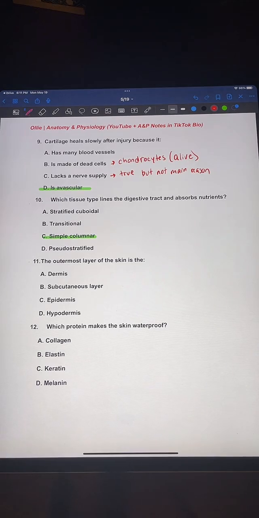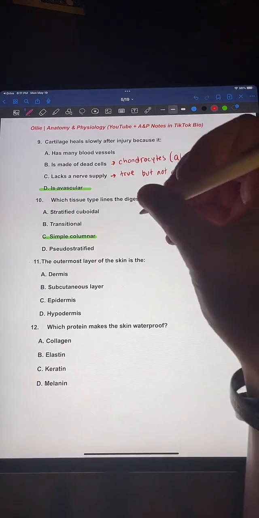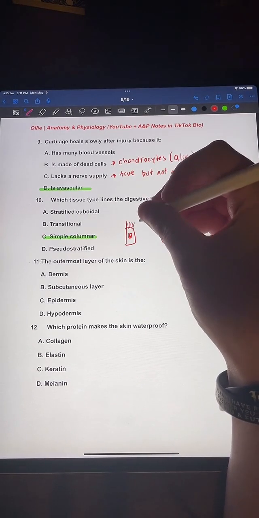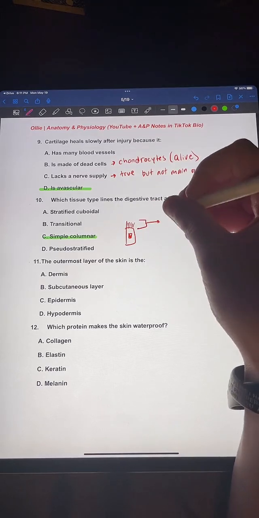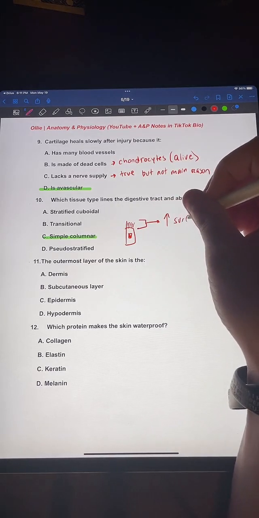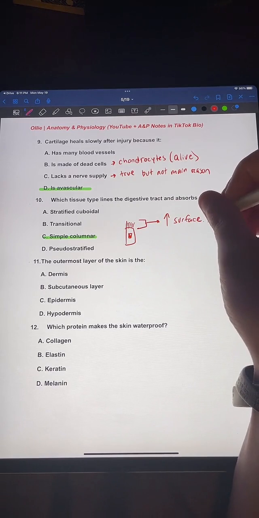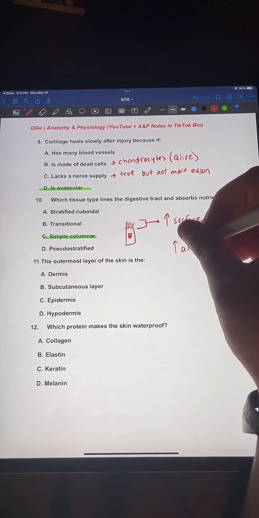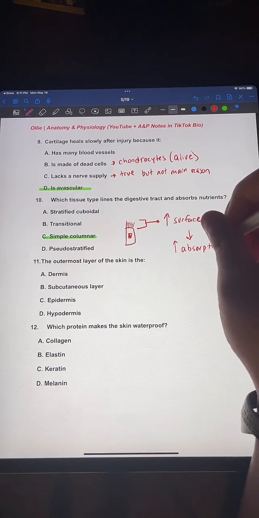Fantastic. It is C. It is simple columnar. So they are taller cells, and the microvilli, so they're kind of column-like, and they have these projections. The function of these is going to increase the surface area, which is in turn going to increase absorption.